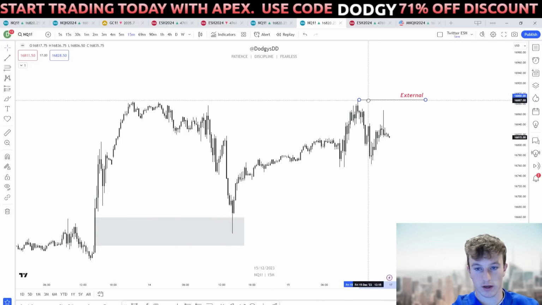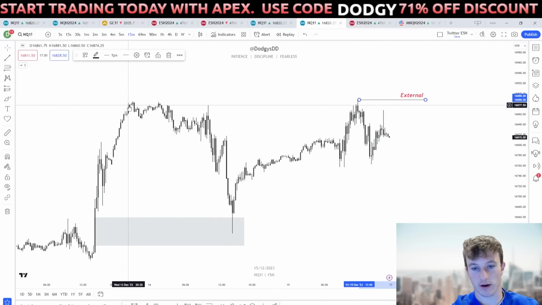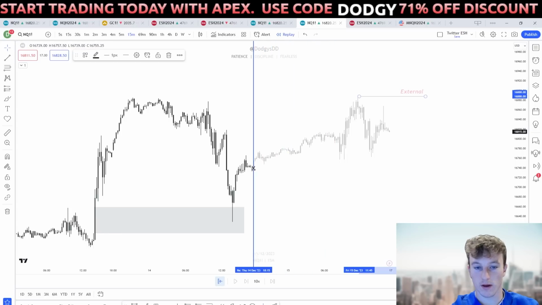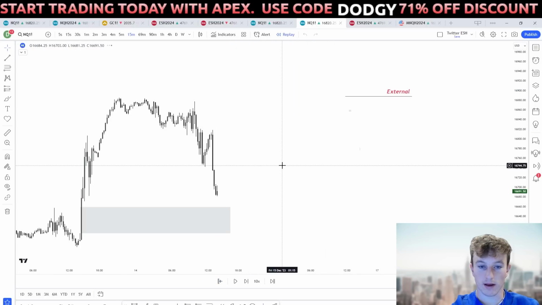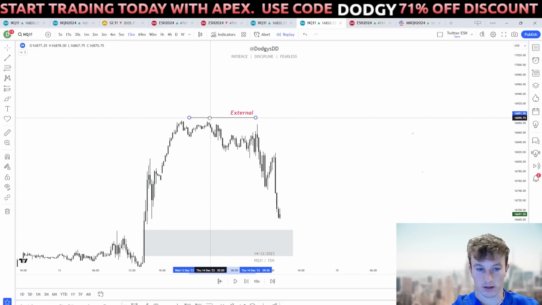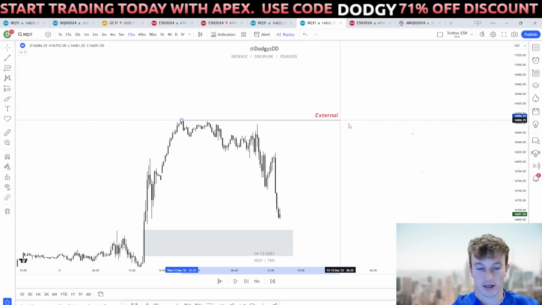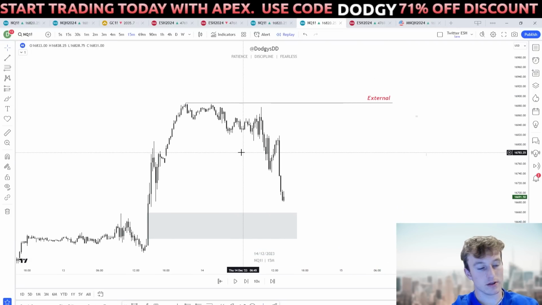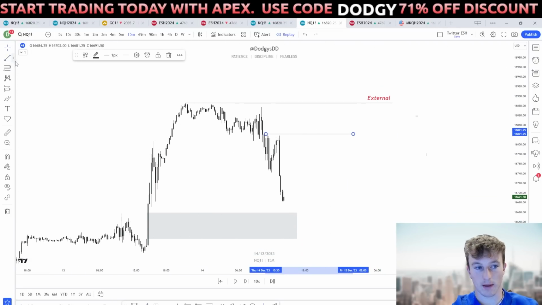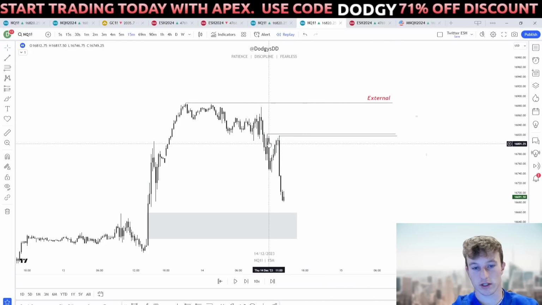This one over here is now invalid because you've already taken it. But if I were to go into replay mode and go right here, this would be the external liquidity. An example of internal liquidity would be an internal range high or low. You're going to have a lot more of these, this one, this one. It's basically just highs and lows inside this range.